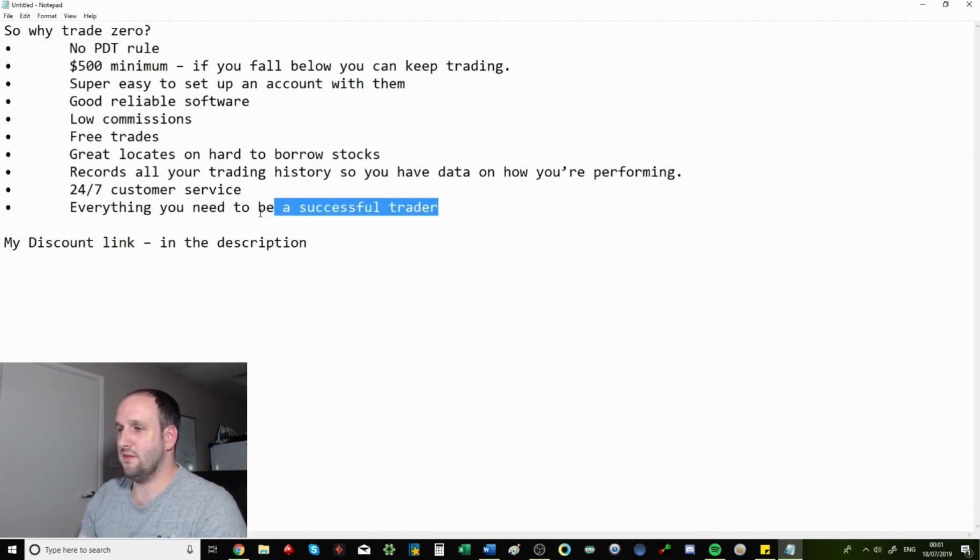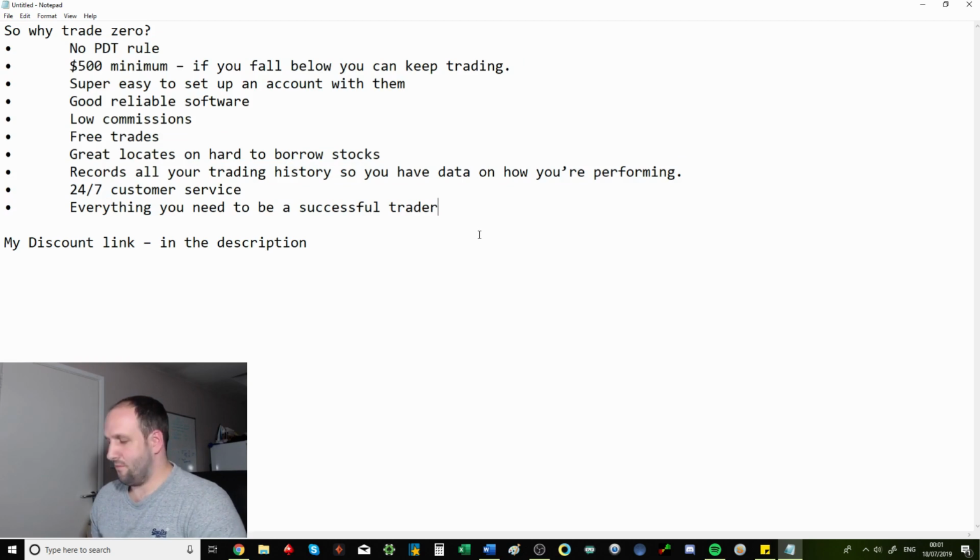And the main thing is they have everything you need to be a successful trader. So they offer good software. They offer obviously the level 2, all the tools you need, even charting, everything such as that. They're low fee and just really, really good in terms of commissions and customer service. So yeah, they'll have everything you need to definitely start out and definitely be a successful trader as well.